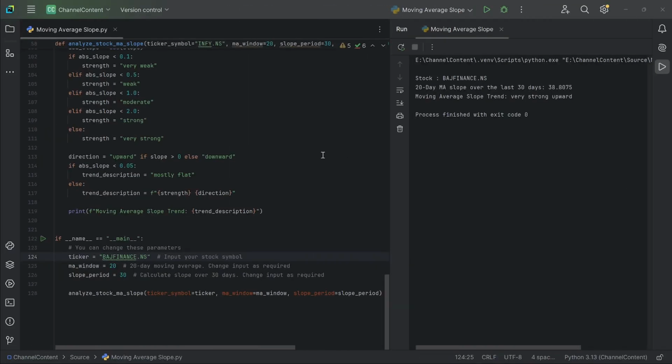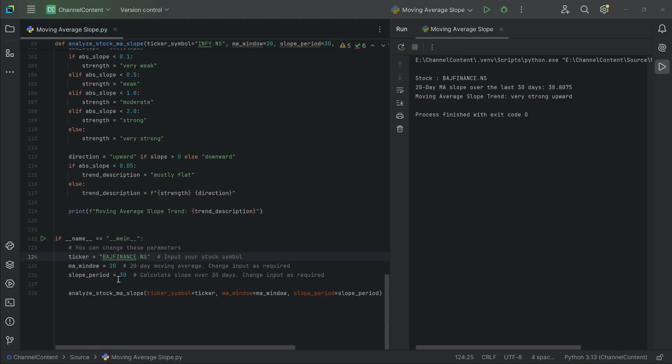Now let's take a look at another example. This time, what about the uptrend ones? For example, Bajaj Finance is in the news all the time. It's quite famous now. When the entire market seems to be going downhill, Bajaj Finance seems to be like a racing horse. So it's an interesting case.